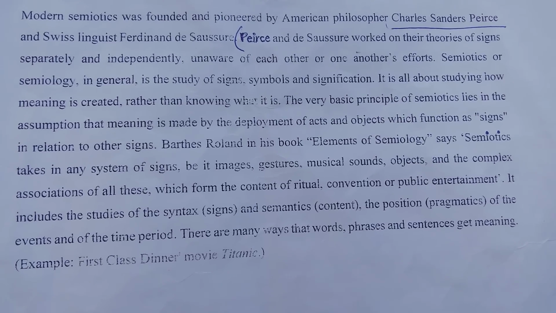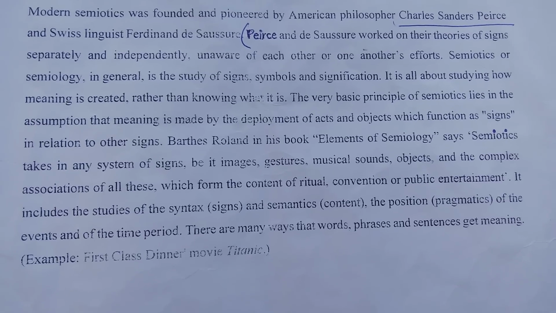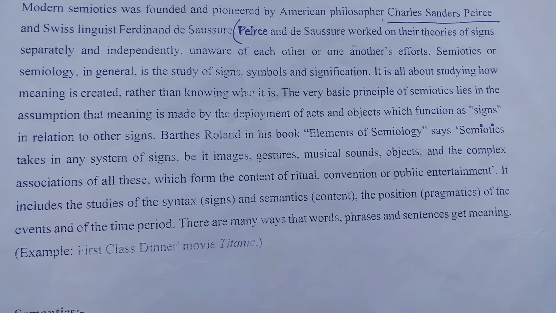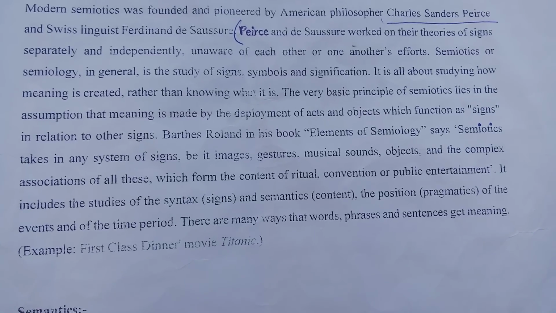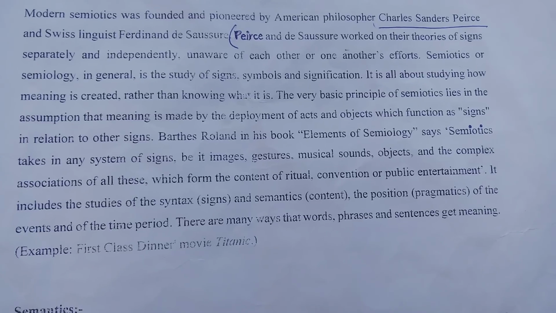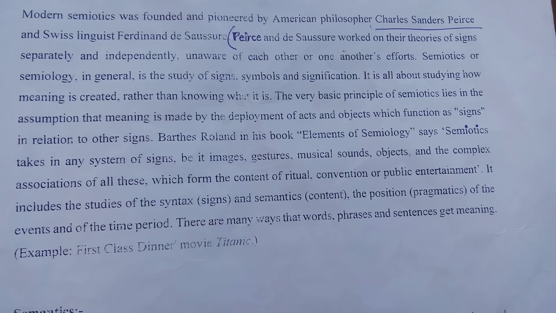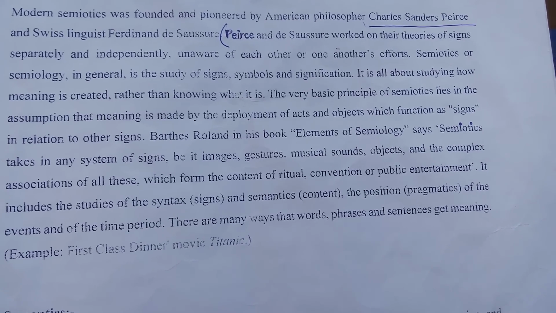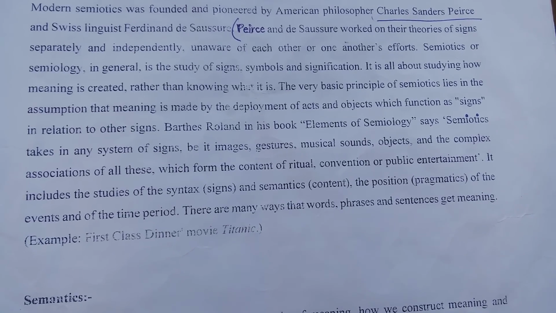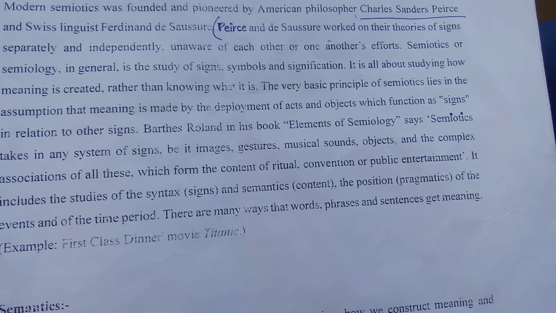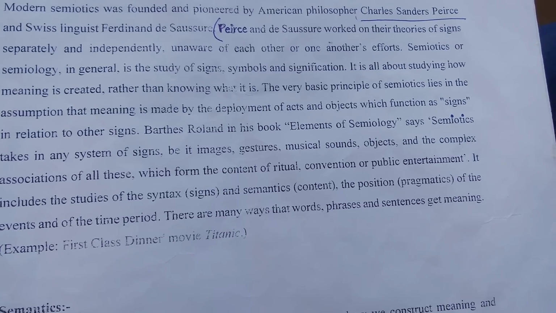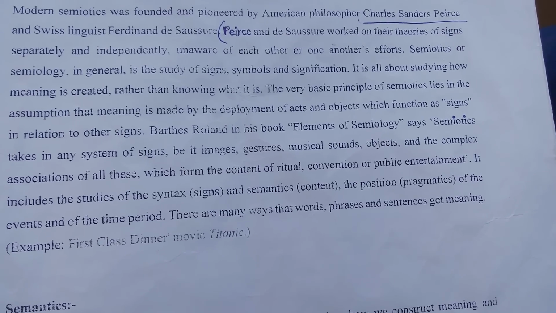The very basic principle of semiotics lies in the assumption that meaning is made by the development of acts and objects which function as signs in relation to other signs. Roland Barthes, in his book Elements of Semiology, says semiotics takes in any system of signs, be it images, gestures, musical sounds, objects, and the complex association of all these, which form the content of ritual, convention, or public entertainment. It includes the study of the signs, syntax, and the semiotic content.